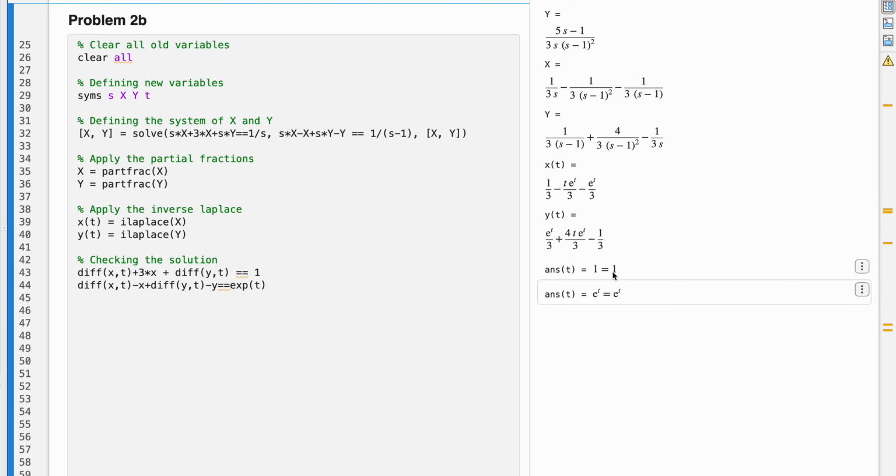So we got 1 is equal to 1, which is true, and e to the t is equal to e to the t, which is true. So these are solutions, and the solution is verified.